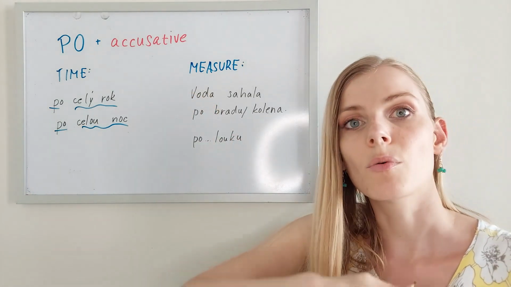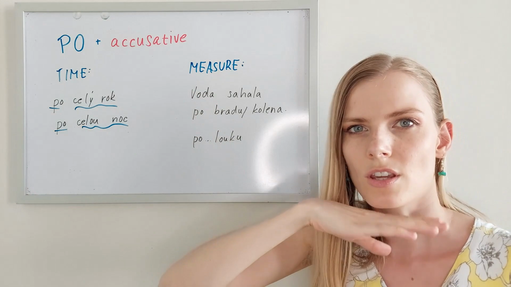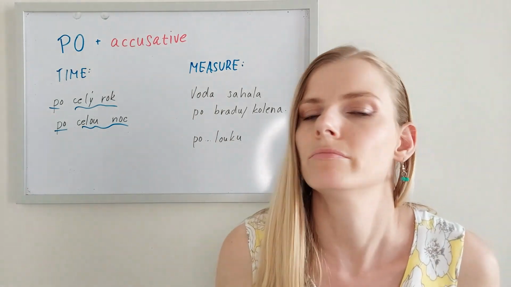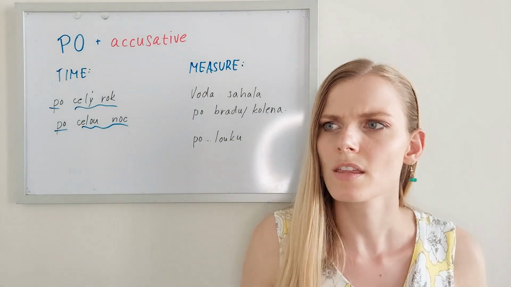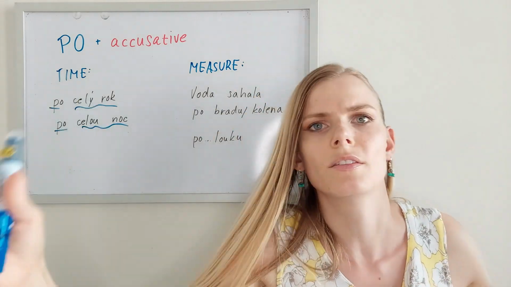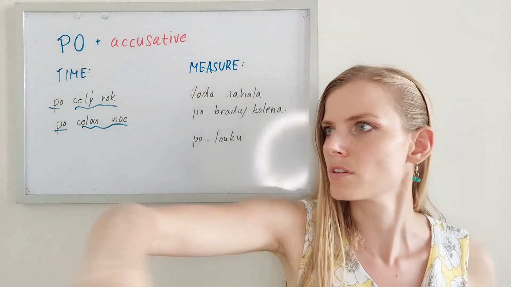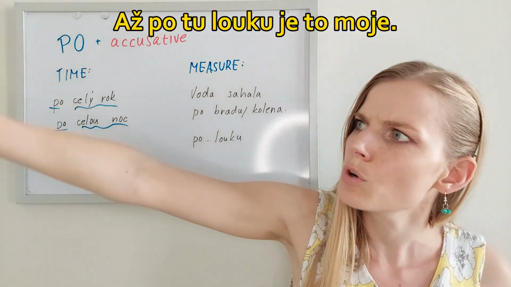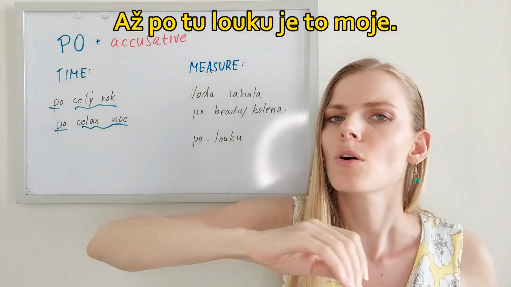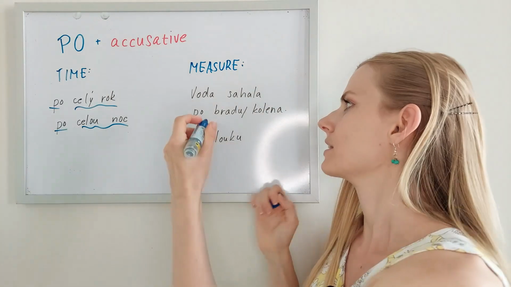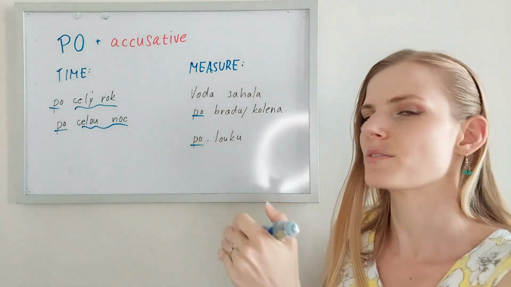Or when we speak about measure or reach, we already spoke about this. Voda sahala po bradu. The water was reaching the chin. Or po kolena, up to the knees. Or when you say that something is from one point to another, again, you're speaking about range. Somebody is showing you their properties, their land. Až po tu louku je to moje. It's mine all the way to that meadow. And again, we have the accusative case.